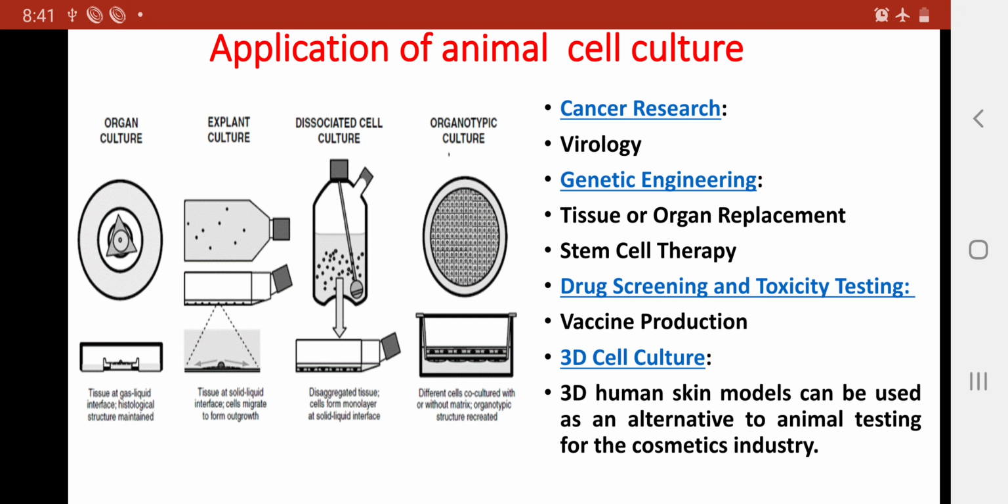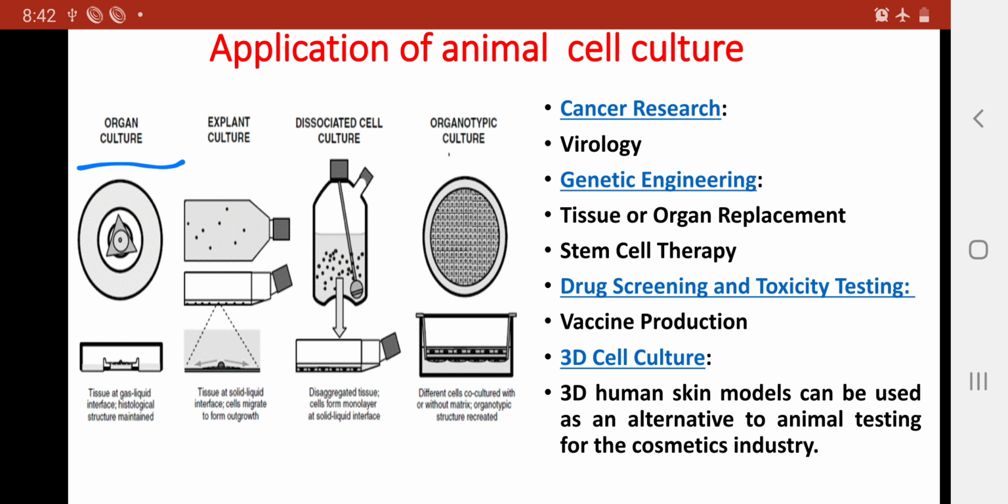What is organ culture? Organ culture is a whole organ that contains the cells. We cut the organ, take one cell, and that cell grows in media. When we culture the whole organ, it is also called organ culture. We will discuss that in detail in the next slide, but otherwise you understand this.